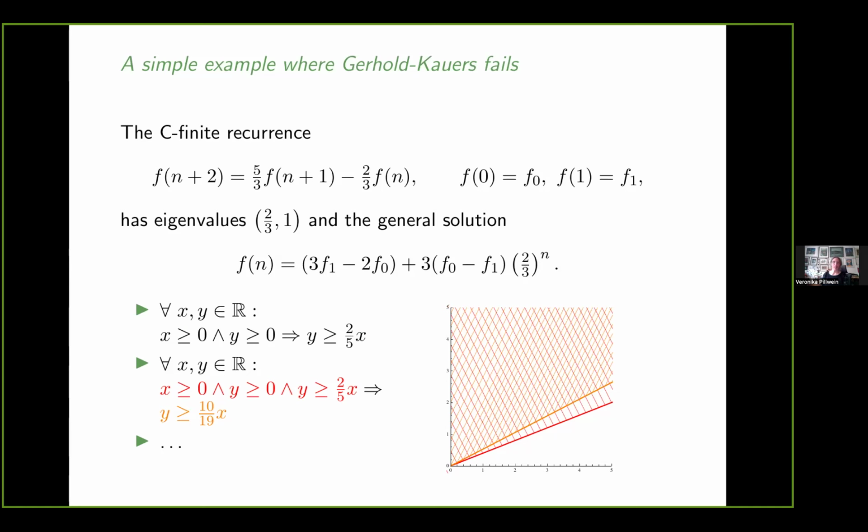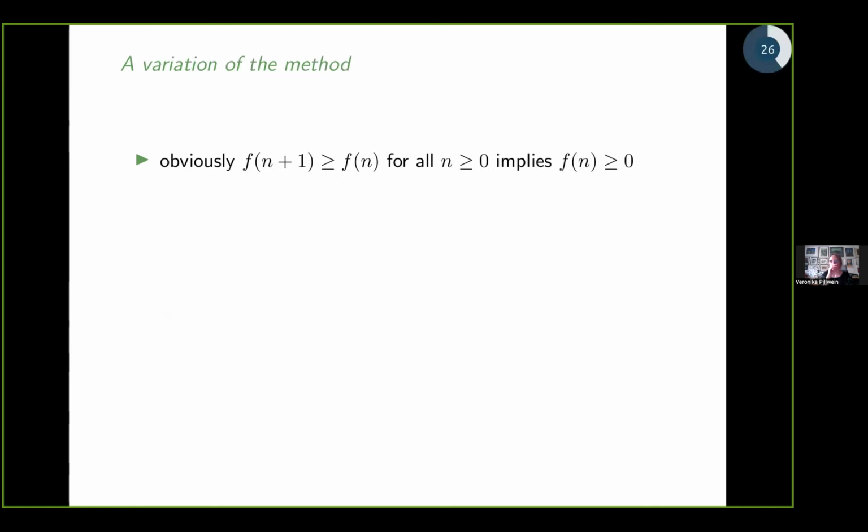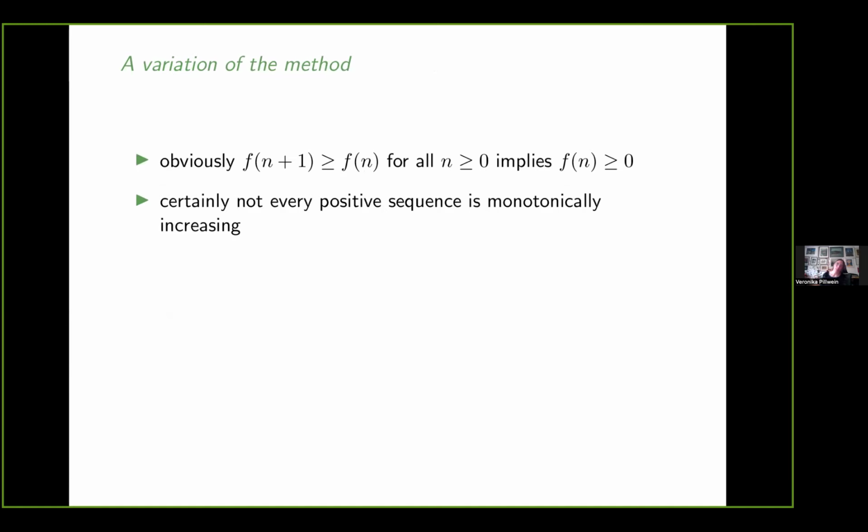And in fact, as I said, this sequence is very simple. So if I look at it and I plug in initial values f0 equal 1 and f1 equal 2, I see this is how the sequence looks like. So it's a monotonically increasing sequence, which is easy to show. And this is a monotonically increasing sequence with an initial value greater 0. Of course, this gives positivity. So obviously, this sequence is monotonically increasing, and this implies positivity or non-negativity. But not every positive sequence is monotonically increasing.